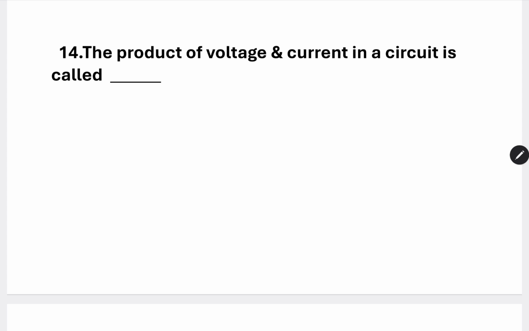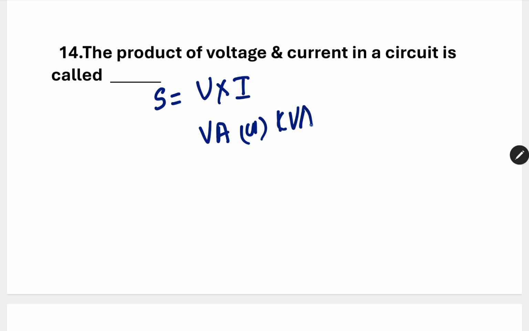Next, question number 14. The product of voltage and current in a circuit, so V into I, is called what? V into I is called apparent power. So we call this apparent power. Units of apparent power are volt ampere or kilovolt ampere. We have three types of power: active power, reactive power, apparent power.